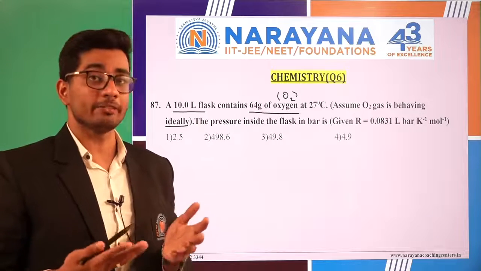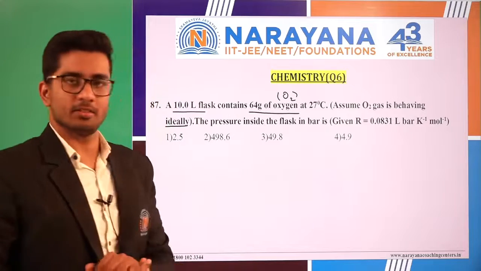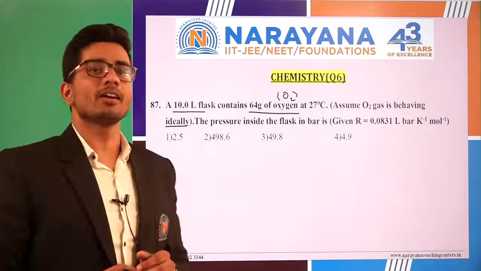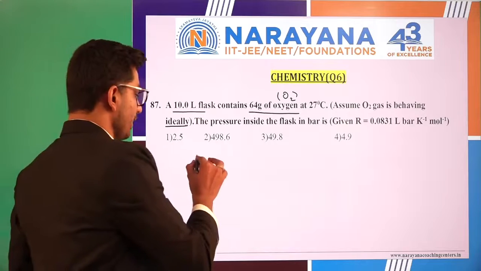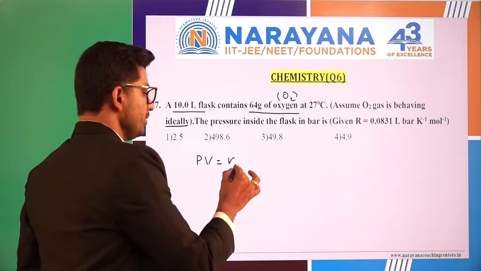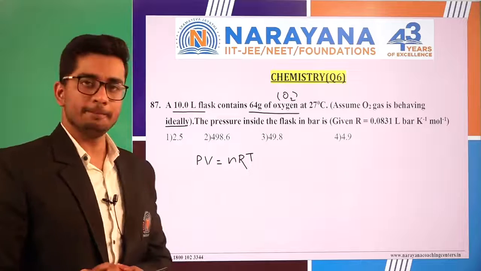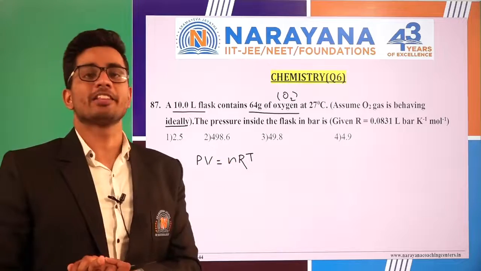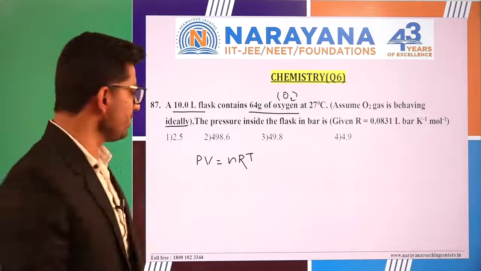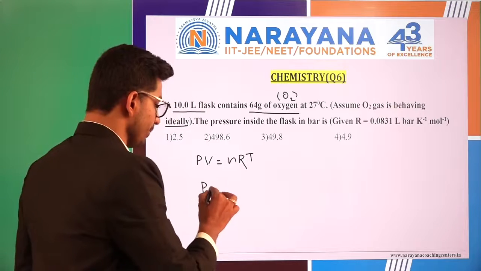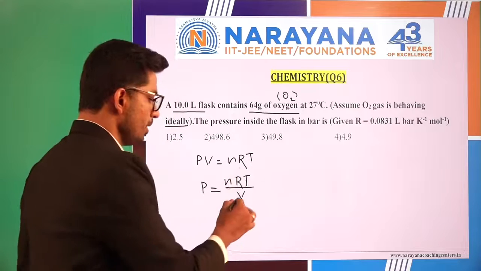So we know for ideal behavior we have PV equals nRT. Next, the pressure inside the flask in bar is asked, and you are given the gas constant. Considering ideal behavior, we can easily apply PV equals nRT, where P is the pressure, V is the volume of the container, n is the number of moles of gas present, R is the universal gas constant, and T is the temperature. So the pressure expression will be nRT upon V.